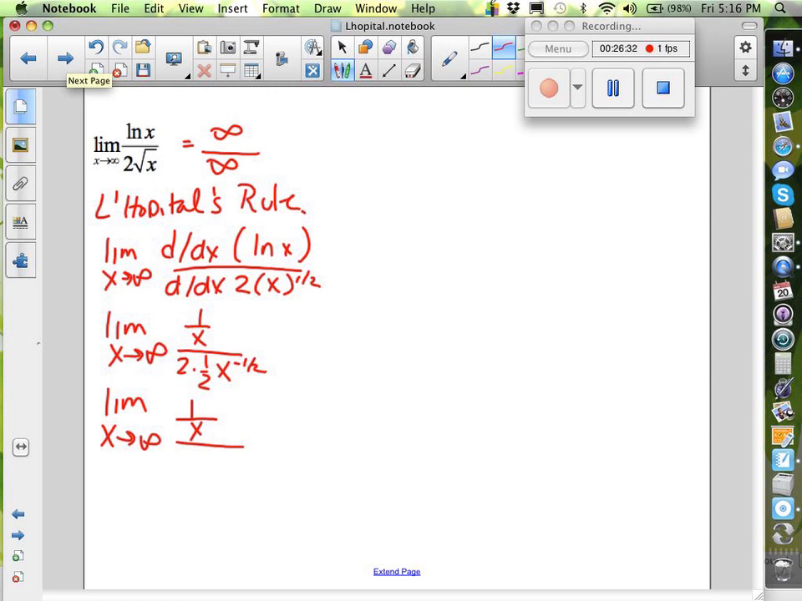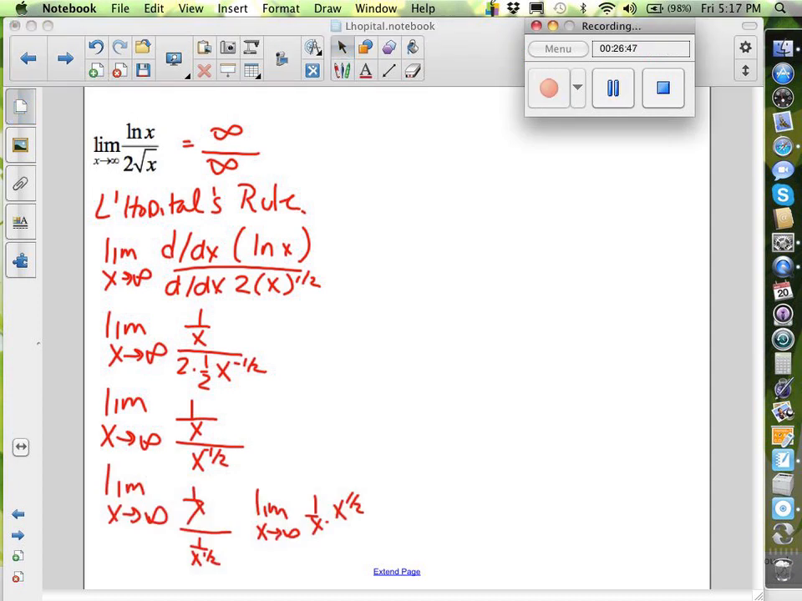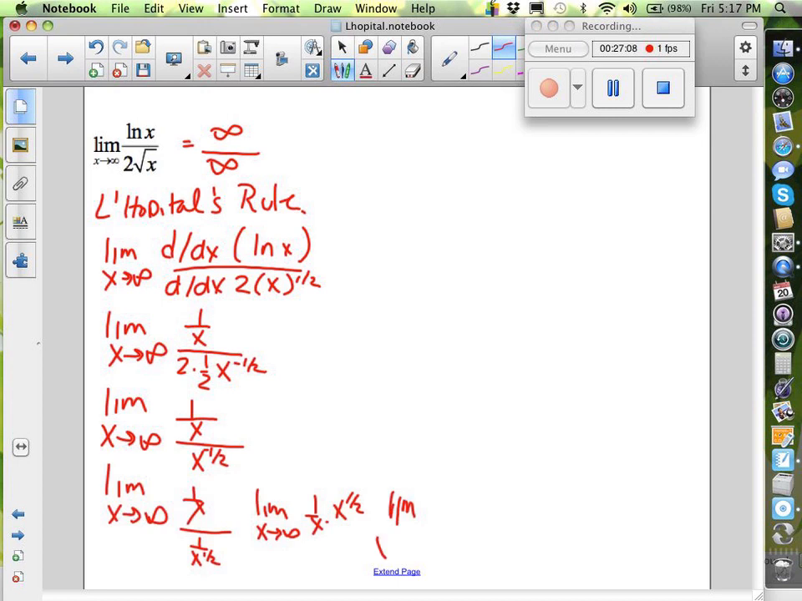So we have 1 over x divided by x to the negative 1/2. Dividing by x to the negative 1/2 is the same as multiplying by the reciprocal. So x to the negative 1/2 is the same as 1 over x to the 1/2. So if we have 1 over x divided by 1 over x to the 1/2, that's the same as 1 over x times the reciprocal, x to the 1/2. And then we can simplify that.